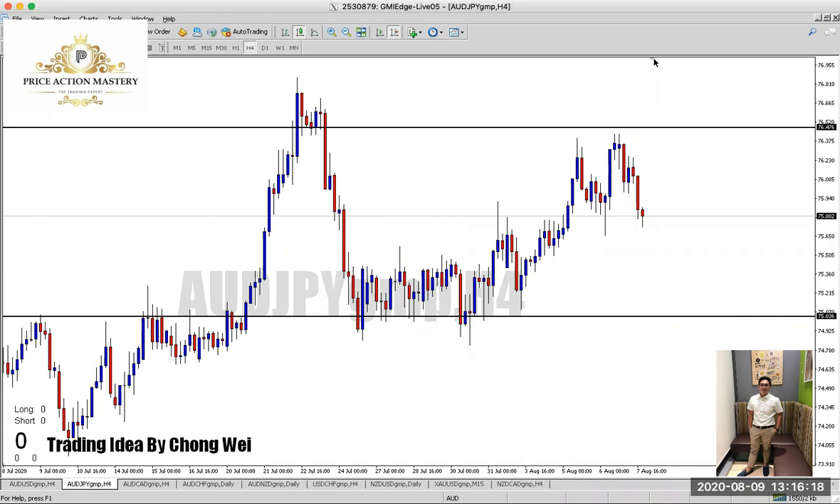I'll be looking for a sell in this. For AUD JPY, what I'm seeing is that I expect the market to retrace until this level and drop. I'll be giving a short trade over here. Of course, everything I'm saying comes with confirmation.